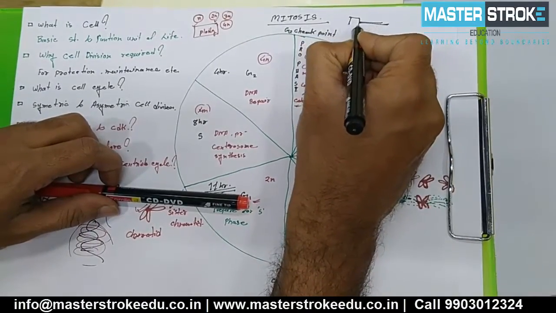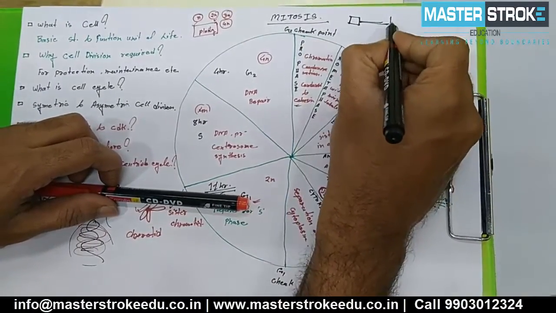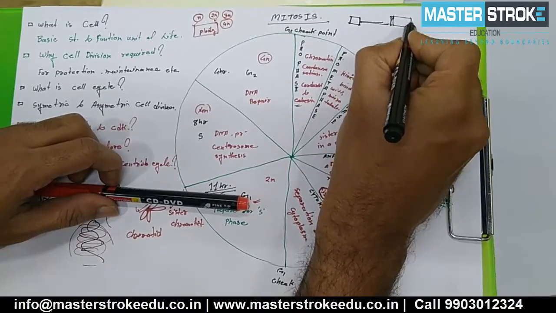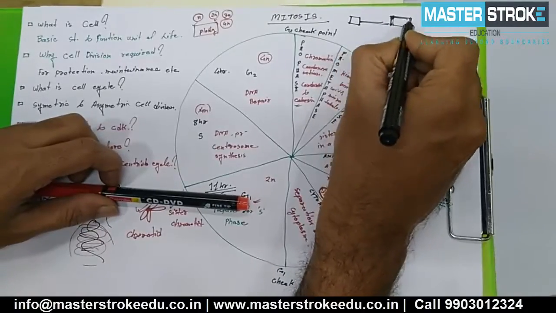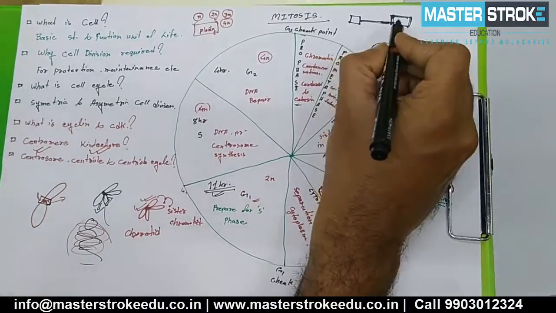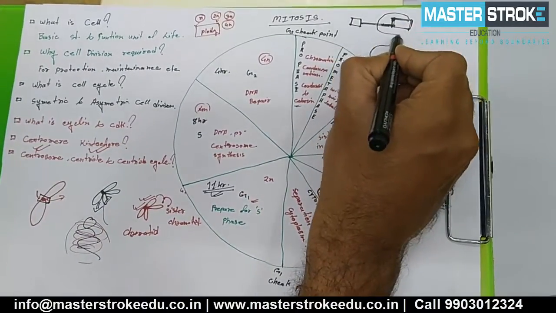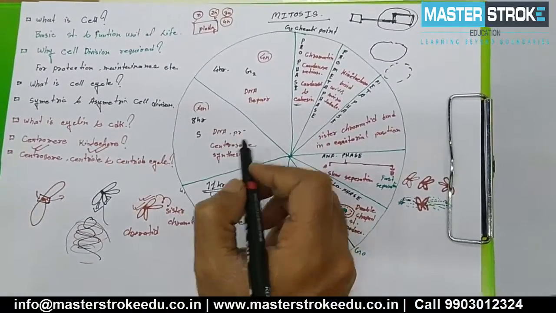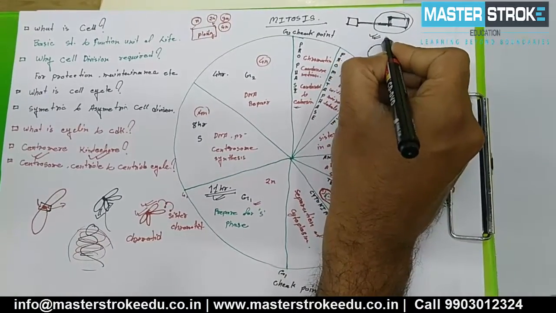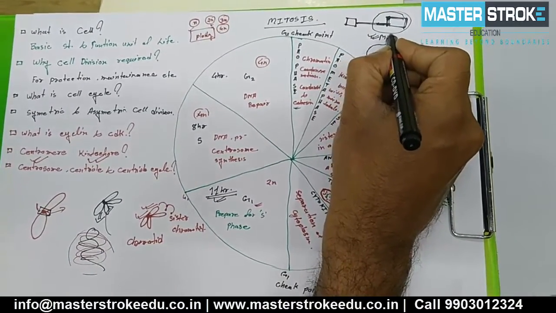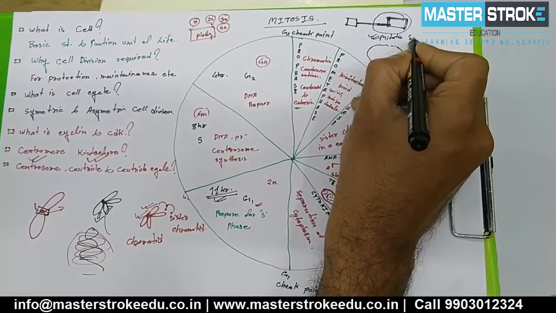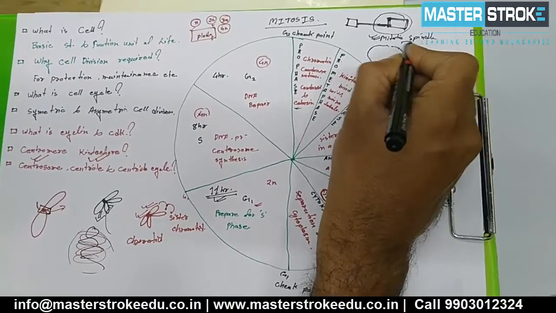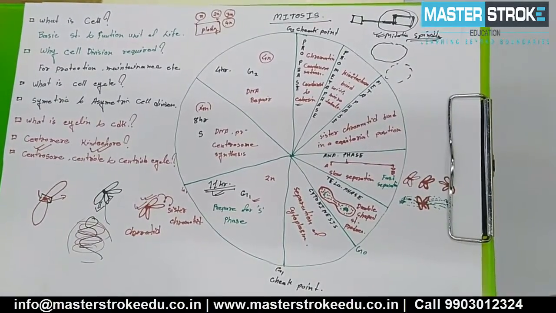Some microtubules, like this kind of thing, on one hand bind with the kinetochore of the chromosome, and on the other hand bind with the centrosome. This is the microtubule. So the microtubules binding with the centrosome are known as the mitotic spindle. This is a very important term. They are known as the mitotic spindle, right?